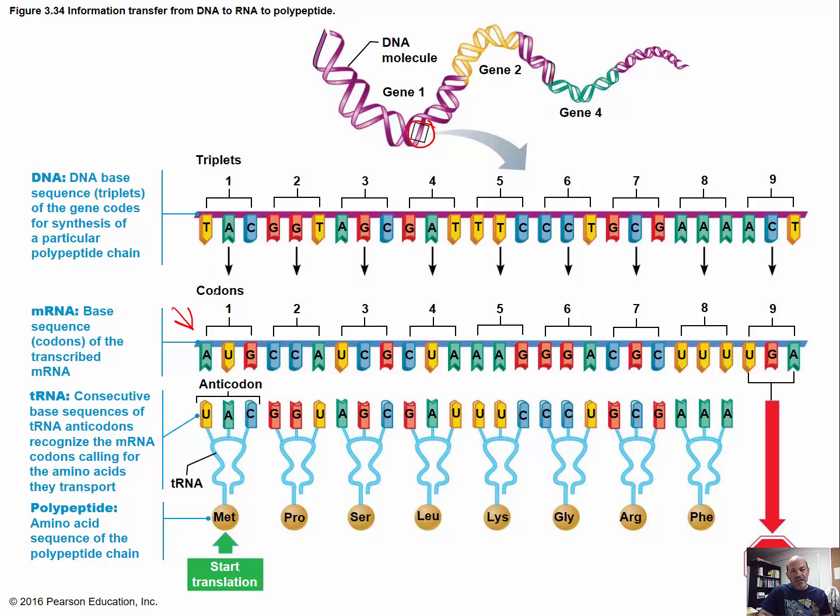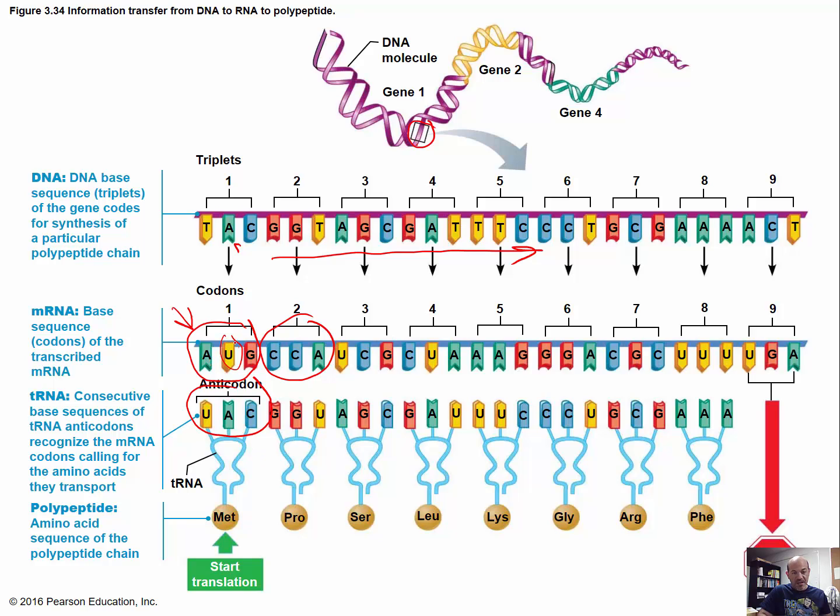So with T, the mRNA would have a U. With A, the mRNA would have a U. With C, the mRNA would have a G, and so on. So this sequence here was determined by this sequence here in the DNA. Now these are the codons. Each triplet here is a codon now. Okay? And those codons are going to match with the anticodons for the tRNA.